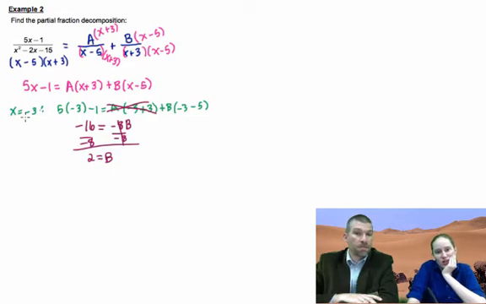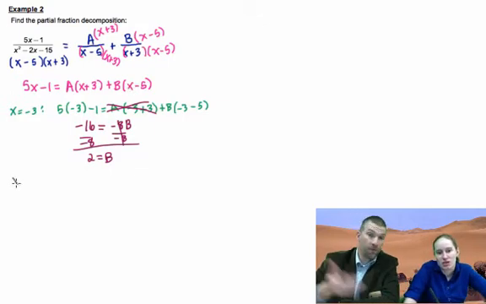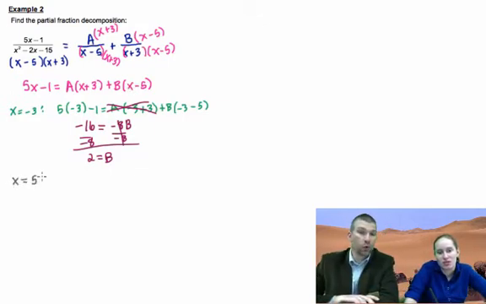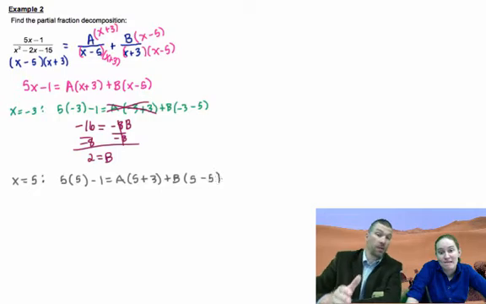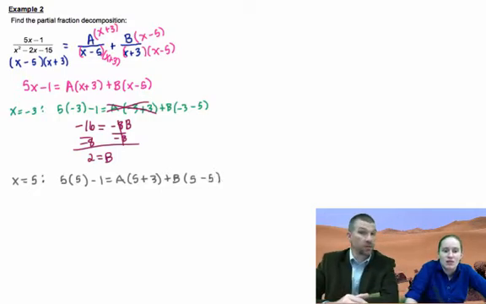The other number that's helpful here is, what if we want to get rid of this one instead? What number would we put in for x? 5. Put in the 5. So everywhere that x is, we're going to put in a 5. Now, the b part goes away because 0 times anything is 0.